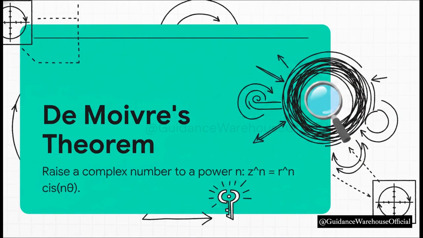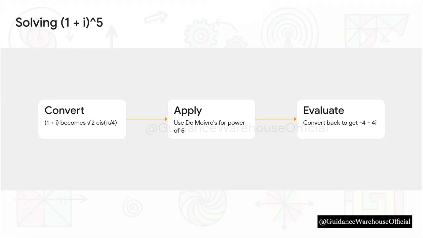And this brings us to the ultimate shortcut, Abraham de Moivre's theorem. De Moivre realized that if multiplying two polar numbers means adding their angles, then raising a number to a power, which is really just multiplying it by itself repeatedly, has an incredibly simple rule. To raise a complex number to the power of n, you just raise your modulus r to the power of n, and you multiply your angle theta by n. The formula you see here, z to the n equals r to the n, cis n times theta, is your ultimate cheat code. So let's go back and crush that painful problem from our hook.